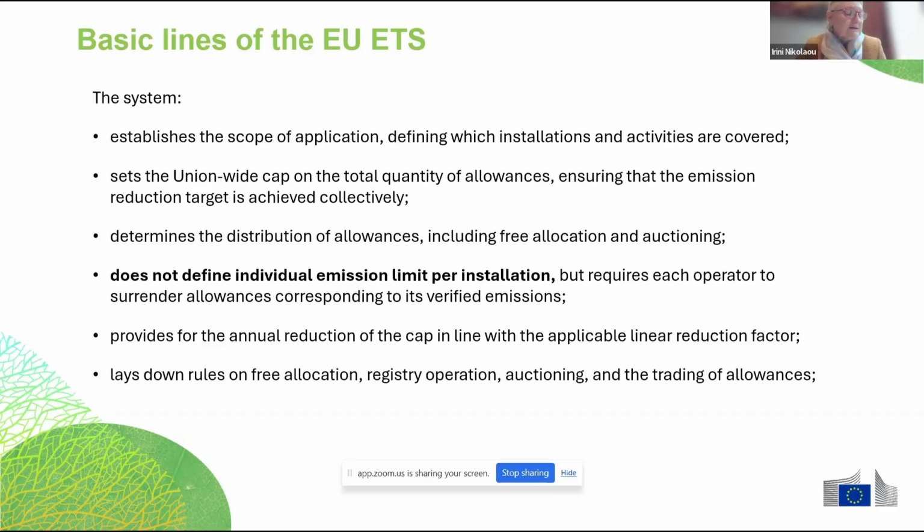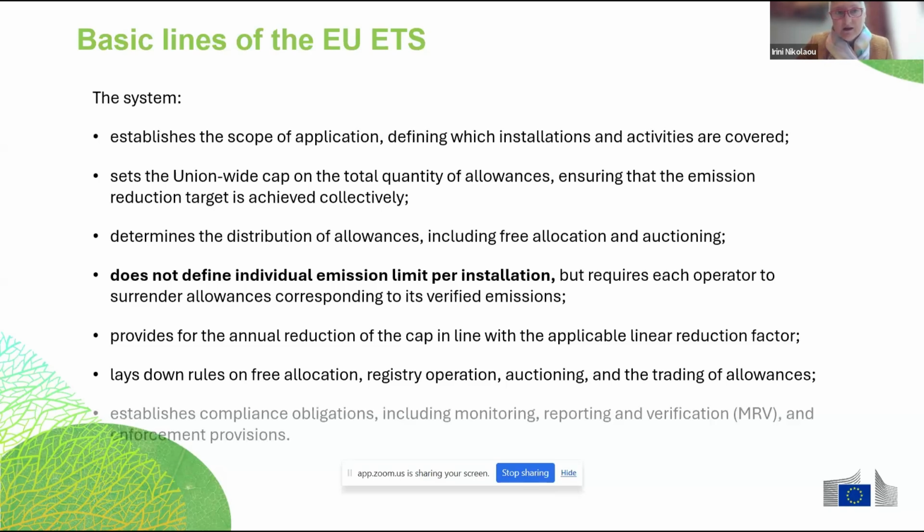And the EU ETS does not define an individual emission limit per installation. This is something very essential that we have to keep in mind, that the EU ETS does not define a limit on the emissions of an installation. An installation under the scope can emit as much as it wants, but requires its operator to surrender allowances corresponding to its verified emissions. It provides for the annual reduction of the cap in line with the applicable linear reduction factor, and it lays down rules on free allocation, registry operation, auctioning, and the trading of allowances.